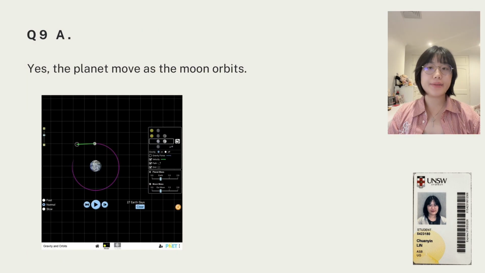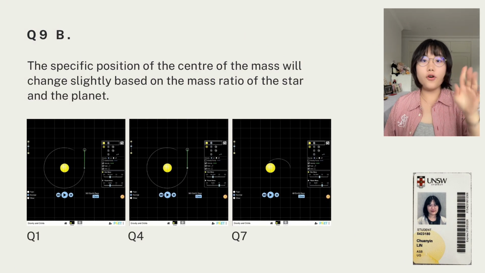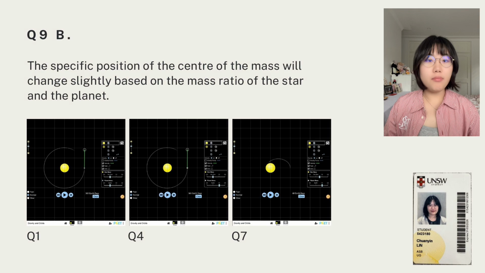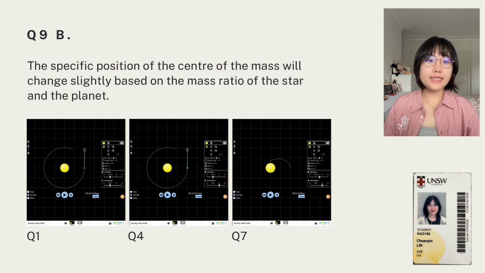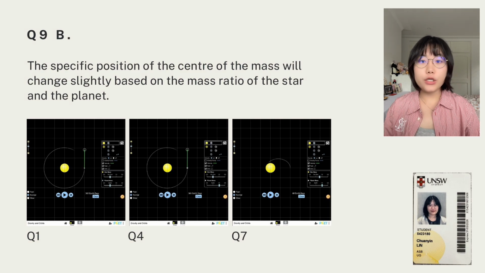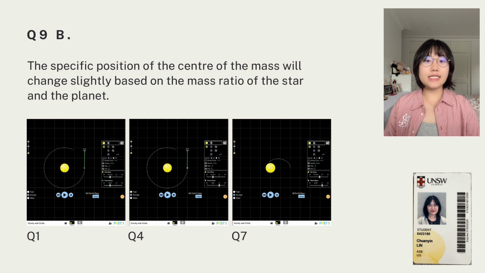Now we move to question 9. When the moon orbits, the planet is not completely motionless, as the planet will have slight movements as the moon orbits. In questions 1, 4, and 7, the mass of the sun is much greater than the planet, hence the center of mass is always inside the star. However, its precise location shifts slightly depending on the mass ratio. In question 1, the center of mass is deep inside the sun, close to its center, due to the sun's overwhelming mass.